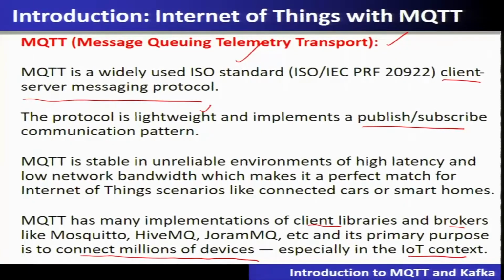Now this protocol uses the concept of publish and subscribe communication mechanism, and MQTT is stable even in unreliable environments, and it supports high latency and low network bandwidth. Therefore it is very useful in situations like Internet of Things, where small devices use very low bandwidth and often have high latency. So this kind of protocol is very useful for Internet of Things applications.